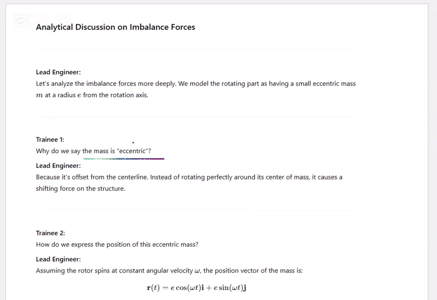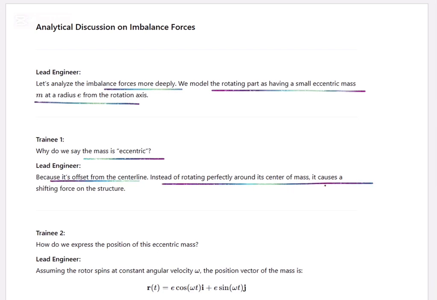Why do we say the mass is eccentric? Let's analyze the imbalance force more deeply. We model the rotating part as having a small eccentric mass at radius e from the rotation axis, because it's offset from the center line instead of rotating perfectly around its center of mass, producing the forcing.